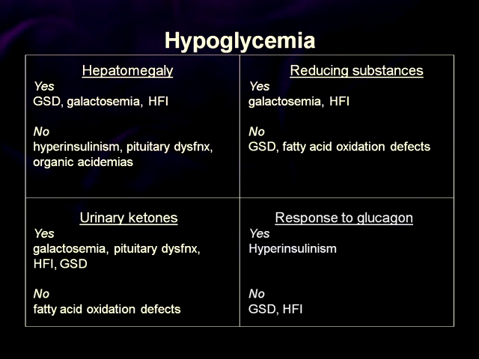Do you make ketones or don't you make ketones? And what happens if you give the patient glucagon? Those are always the key things that they look for in those vignettes. They're going to give you some combination of hepatomegaly, reducing substances, ketones, and glucagon.